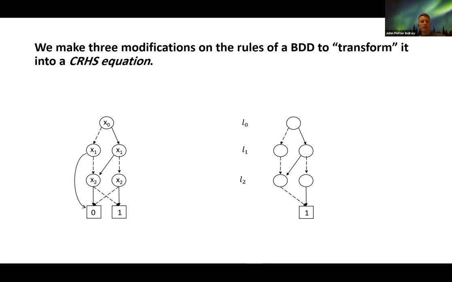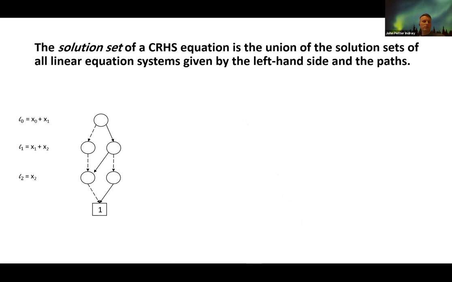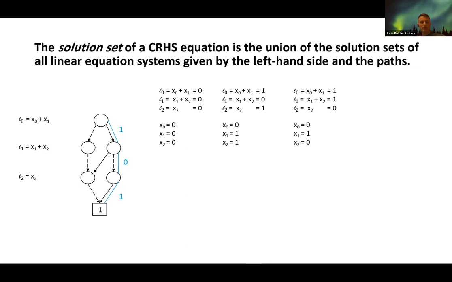This means that a very important question for us to answer is: what is the solution set of the compressed right-hand-side equation? Since one path can be thought of as making one linear equation system, we can make one equation system for each path. In this case, we have three, and we have three solutions, and the solution set of a compressed right-hand-side equation is thus the union of these three solutions.